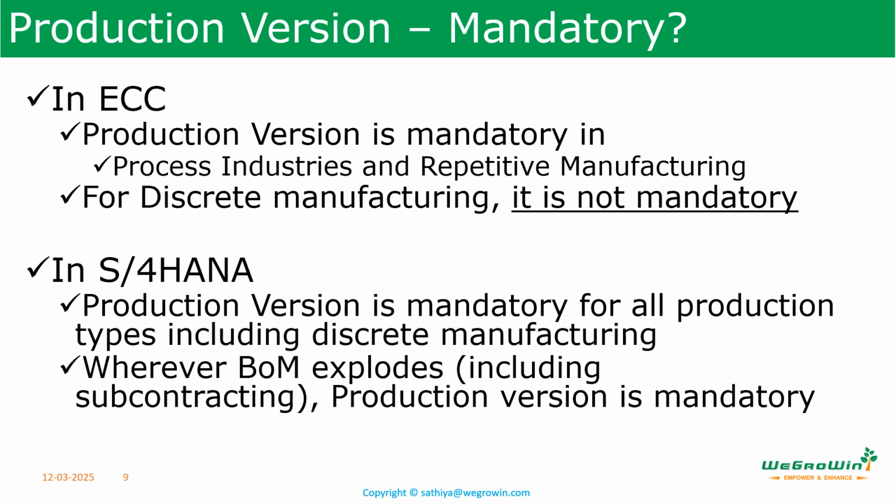That is, wherever there is a bill of material explosion, we should have a production version. If there is no production version, the bill of material will not get exploded. Please take note of it. This is the main difference which is brought to S4 HANA.